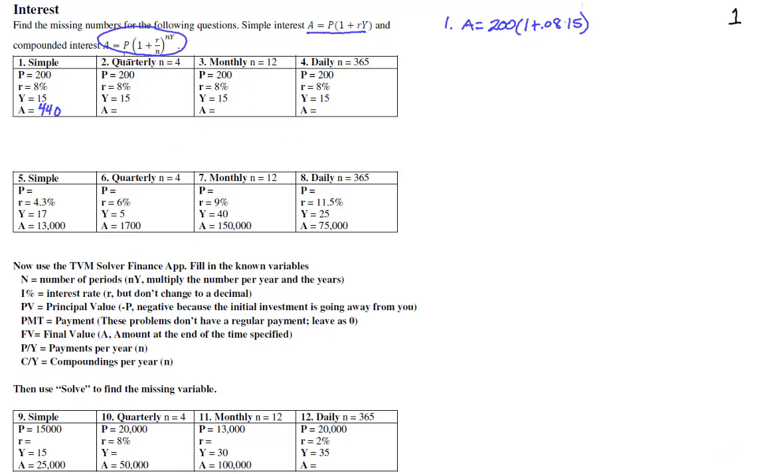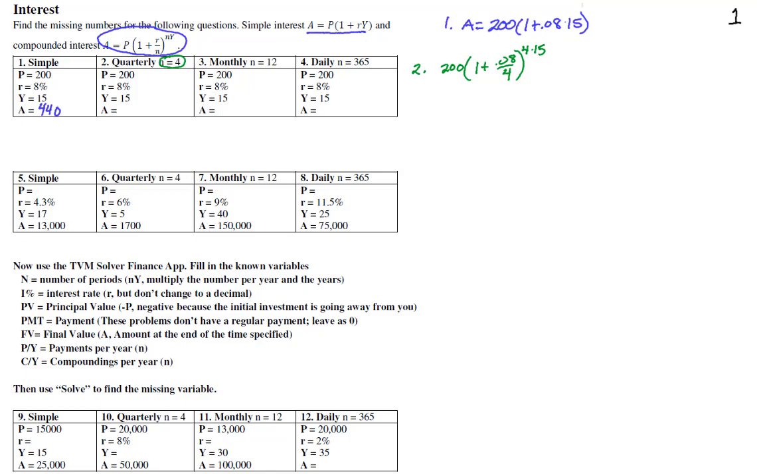Number 2. This one is compounded and it's compounded quarterly, so n is 4. So here, number 2 is going to look like this. We're going to have 200 and then 1 plus 0.08 divided by 4. There's our n down there on the bottom. And then it's all raised to the 4 times 15. So notice there are going to be 60 compoundings all the time.